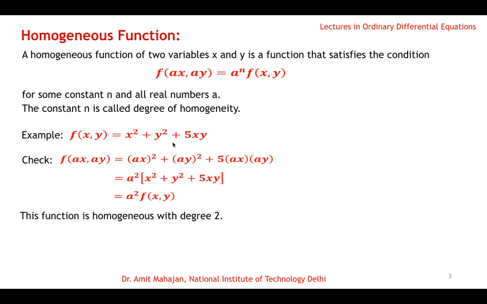You can also see that in each term here, this term has variable squared, this term has variable squared, and this term also has x power 1, y power 1. So the total power of variables is 1 plus 1, 2. So each term is of second degree. So it is a homogeneous function of second degree.